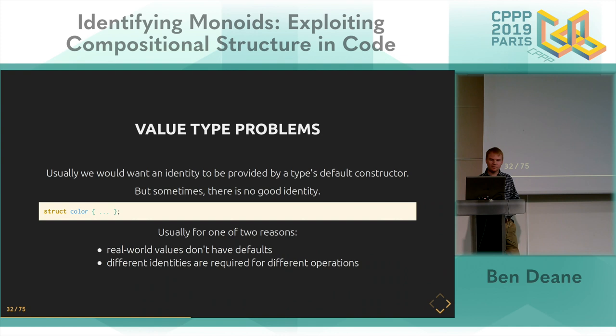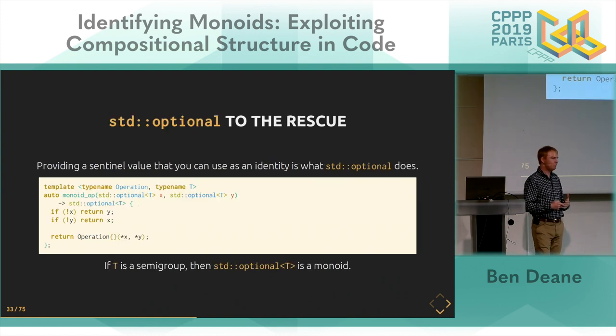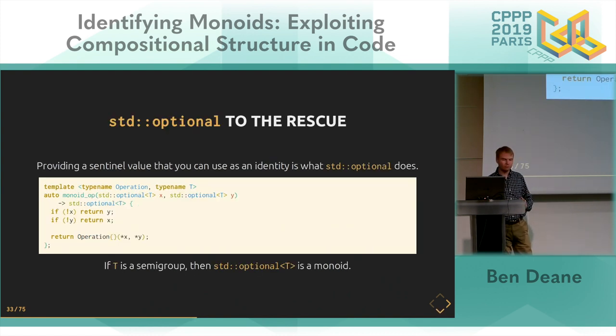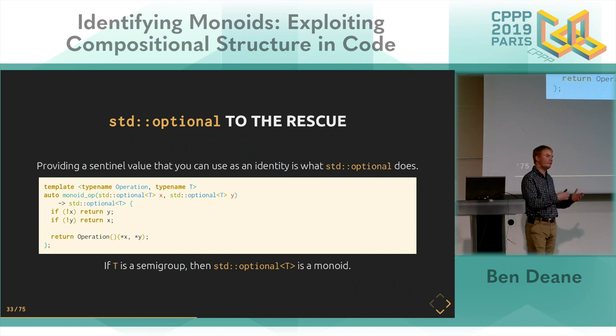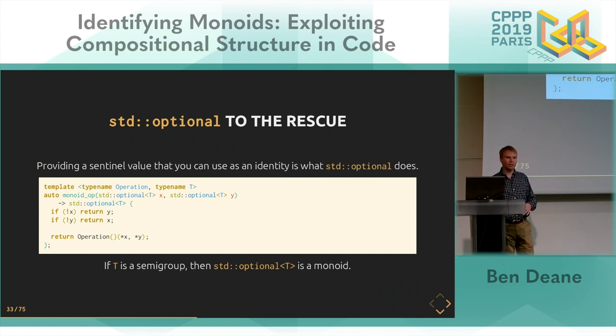Now, to get around this, if you have a thing which doesn't have a good identity, you might use std::optional. In many ways, the point of optional is to provide a sentinel value outside of your type, and by doing that, it will give you an identity value. So as long as we have an associative operation on Ts here, we have a monoid. Even if we don't have an identity on T, we have a monoid by wrapping it in an optional, and the optional will provide us with that identity.